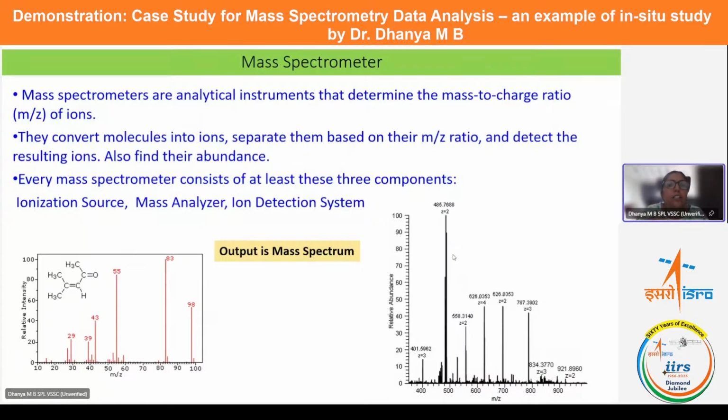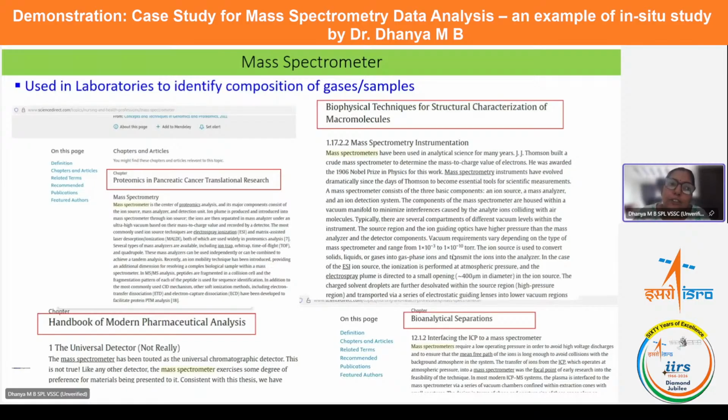Now where is it used? Mass spectrometers are used in laboratories to identify the composition of any sample. They have applications in various fields. It is used in medical research, pharmaceutical analysis, biophysical applications, etc. So mass spectrometer is a powerful tool which can identify the constituents in such samples.